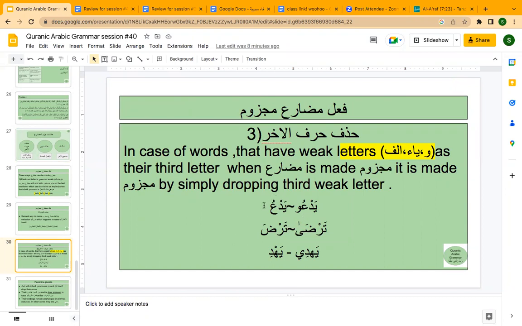Like you see in yad'u, it becomes yad'u. You now do not read it with mad, right? Tarda, you drop alif. You now read it one count. Tarda. When it is yahdi, you drop your ya, and now you don't read it with ya mad. You just read it as one count, yahdi. Okay? Do not forget these important points, okay? Inshallah. Is this clear or still not clear?